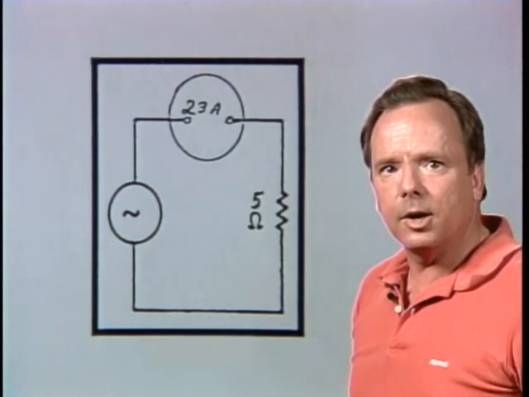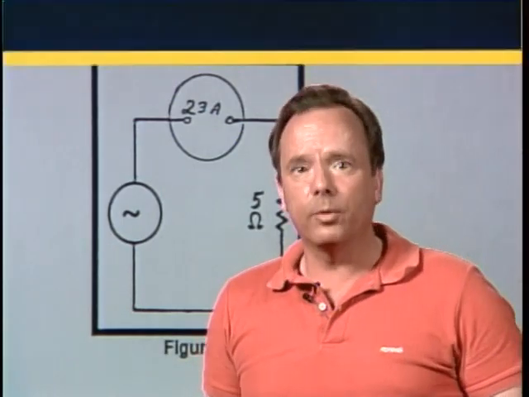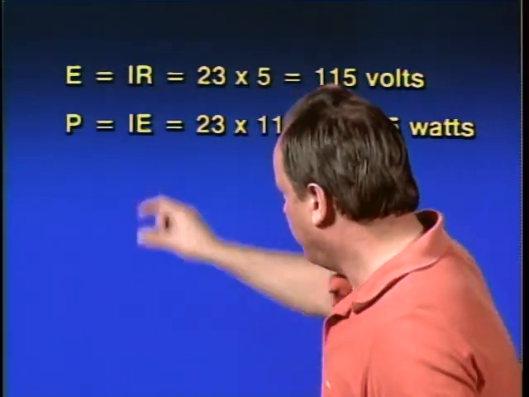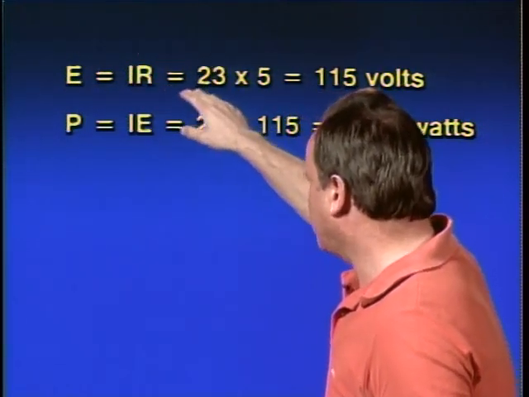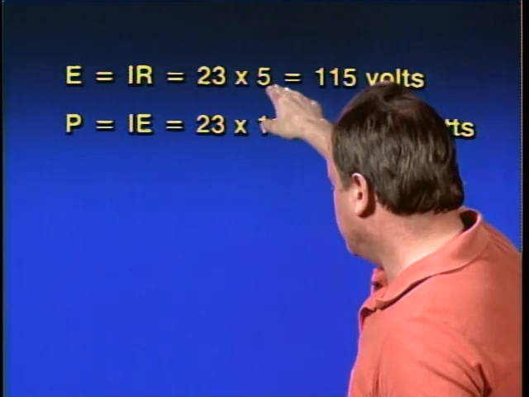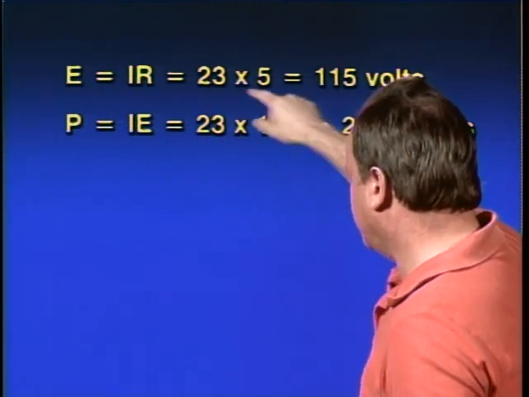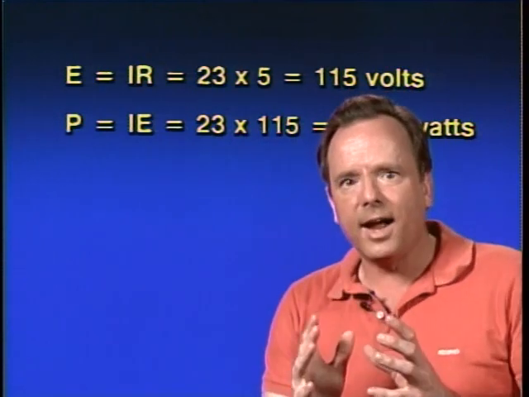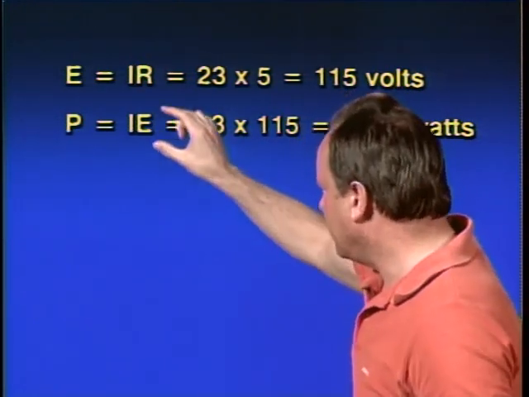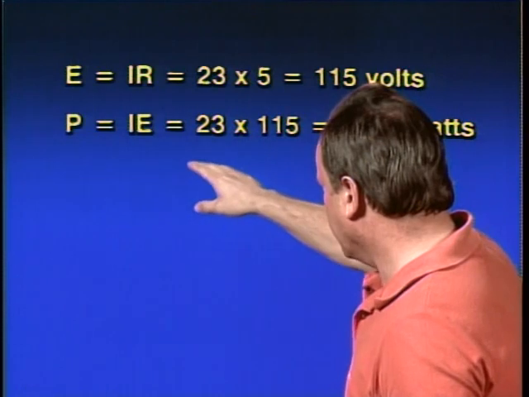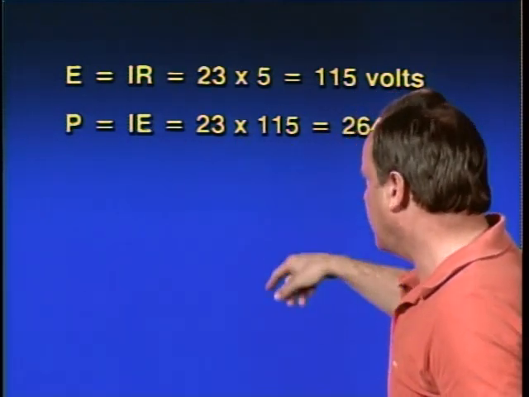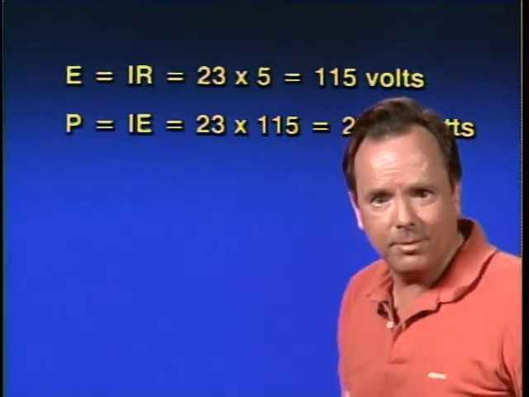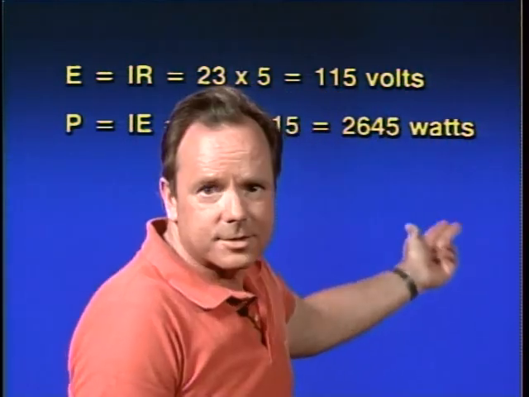So now let's take a look at what we need to do to find volts. Well, if you remember the formula, it's very simple. Volts equals the amps times the resistance. And we have 23 amps and resistance of 5 ohms. It's 115 volts when you multiply that out. To find the power, you multiply the current times the voltage, and the current was 23 amps, the voltage was 115. Multiply that out, and it's 2,645 watts. All right, it's getting simpler and simpler and simpler, isn't it?